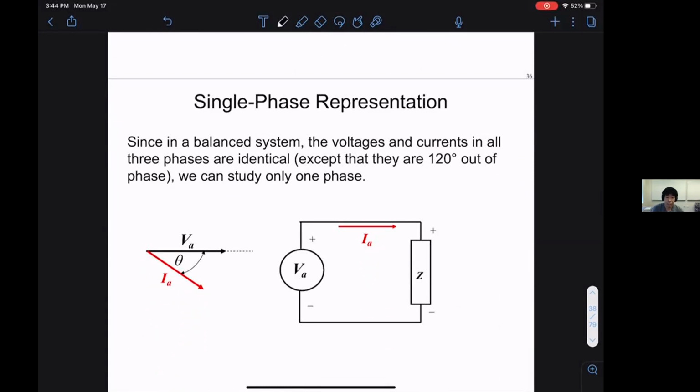So if everything's balanced, I can just look at this equivalent picture. I don't need to consider all three phases individually because at the end of the day, I just get a 120 degree angle offset. So often we just consider the single phase. We have this single-phase equivalent representation.